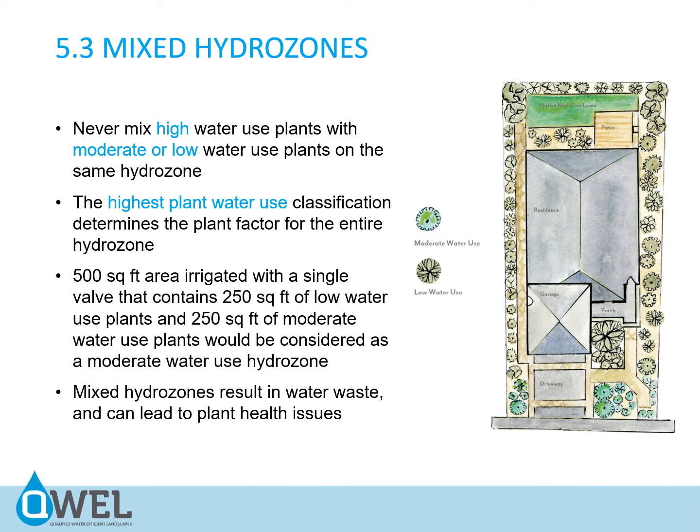5.3 Mixed hydrozones. Never mix high water use plants with moderate or low water use plants on the same hydrozone. The highest plant water use classification determines the plant factor for the entire hydrozone. An example is a 500 square foot area irrigated with a single valve that contains 250 square feet of low water use plants and 250 square feet of moderate water use plants. That would be considered a moderate water use hydrozone. Mixed hydrozones result in water waste and can lead to plant health issues.